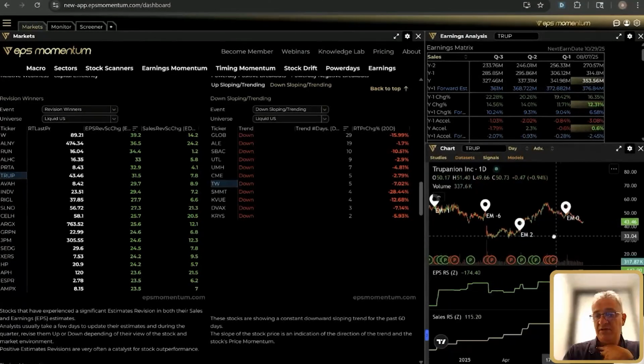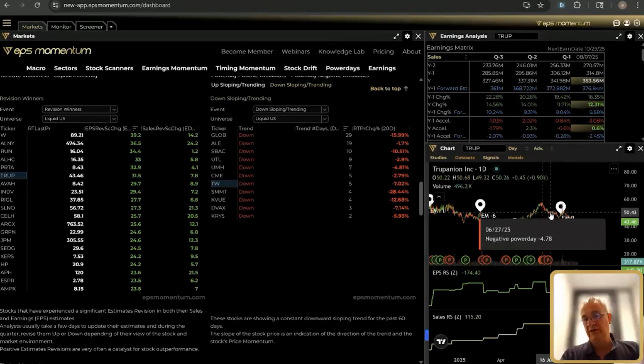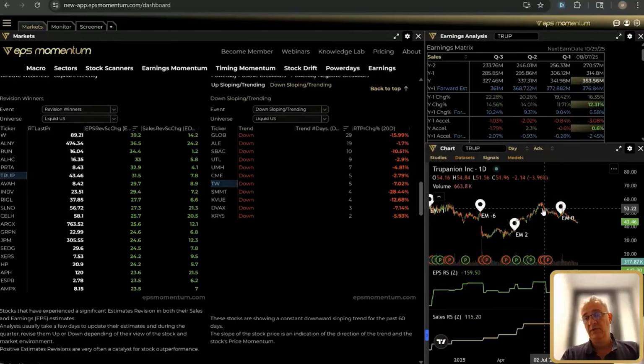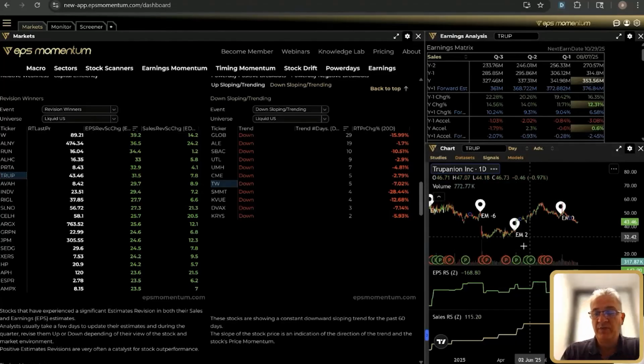So it's just maybe chart configuration. You see that the negative power day here is telling you that it will go down, and it does go down. And here it's telling you that it will go up, and it does go up. So the power days is really powerful there.